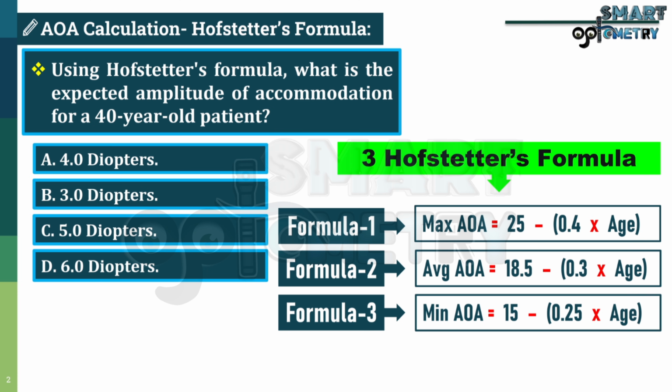How do I remember those formulas? You can remember it like a factor of 5. Here 25, 18.5 and 15. And here, from maximum to minimum, 0.4, 0.3, 0.2. So you can remember in a chronological order. Here also from maximum to minimum. So here the factor of 5, and here 0.4, 0.3, 0.2. Now in the question they are asking the expected amplitude of accommodation for a 40-year-old patient.